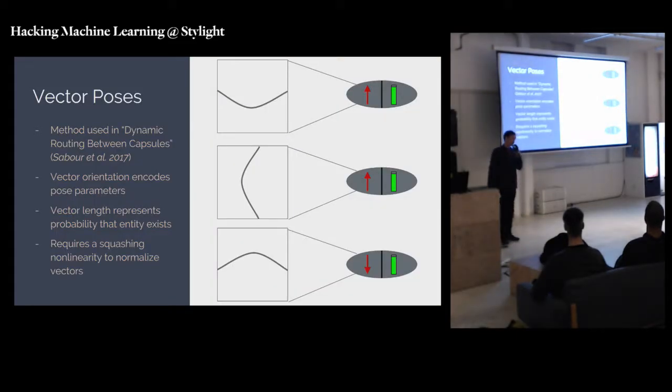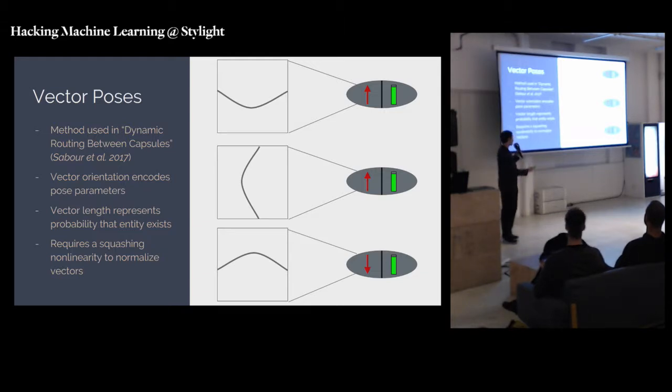Okay, so far I've only talked about poses and these instantiation parameters very abstractly, and you may be wondering how they are implemented. Well, I'm afraid to tell you that out of the 2 papers that have come out this year, they were implemented differently in each paper. So I'll just go through it one at a time.